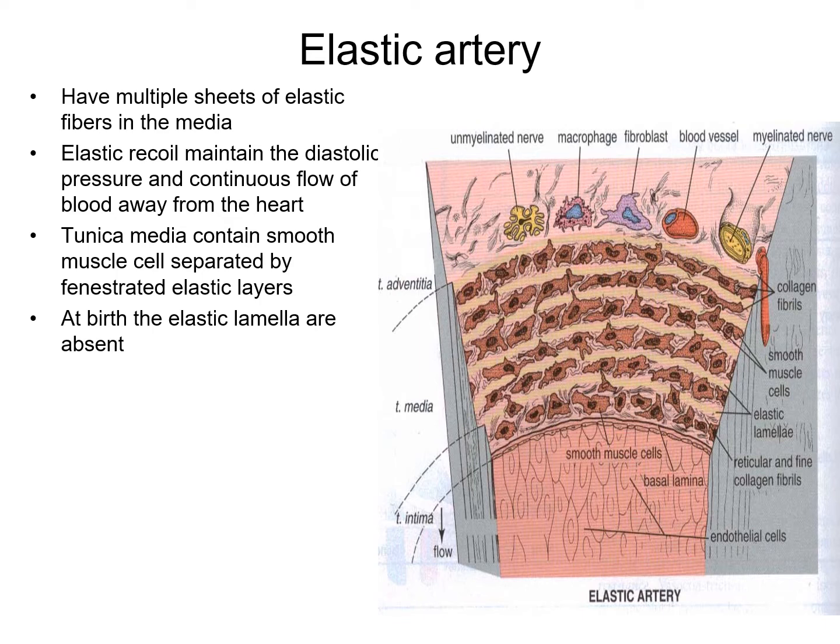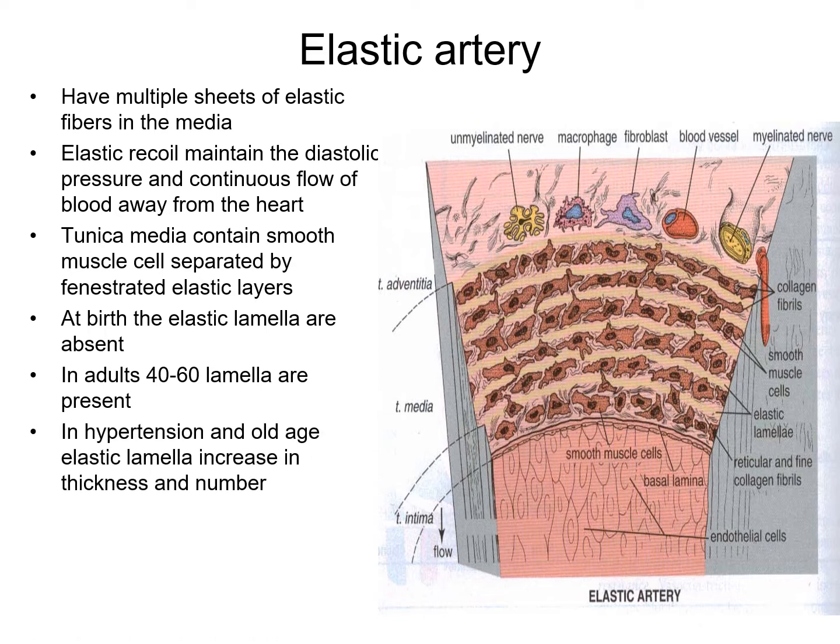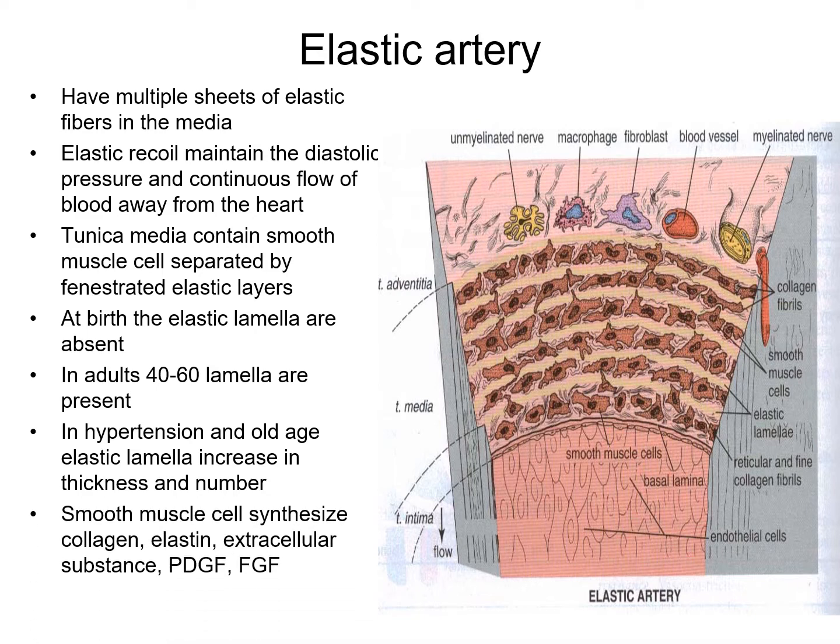At birth, the elastic lamina are absent or very few. In adults, there are 40 to 60 lamina, and in hypertension and old age, elastic lamina increase in thickness and number. The smooth muscle cells synthesize collagen, elastin, extracellular substance, platelet derived growth factor, fibroblastic growth factor, which are required for maintenance of the tunica media.